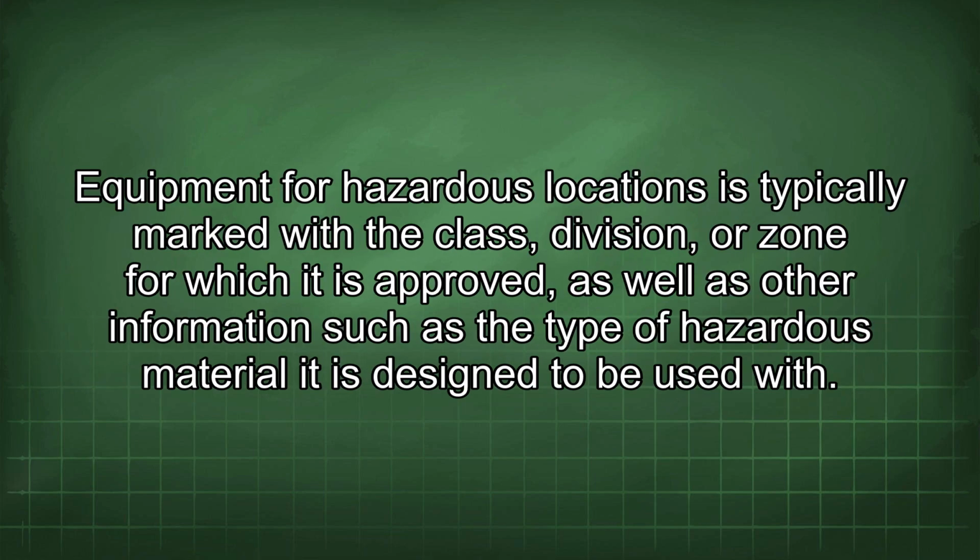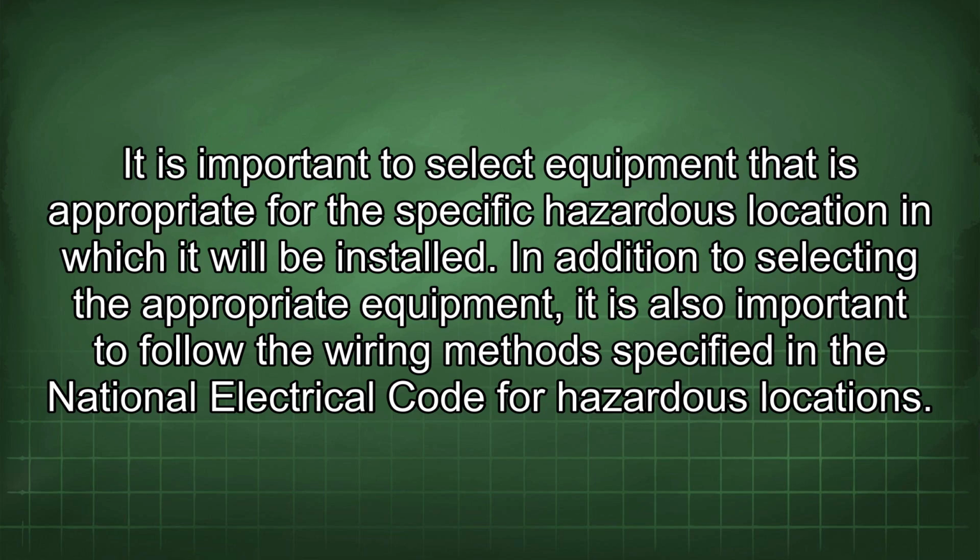Equipment for hazardous locations is typically marked with the class, division, or zone for which it is approved, as well as other information such as the type of hazardous material it is designed to be used with. It is important to select equipment that is appropriate for the specific hazardous location in which it will be installed.